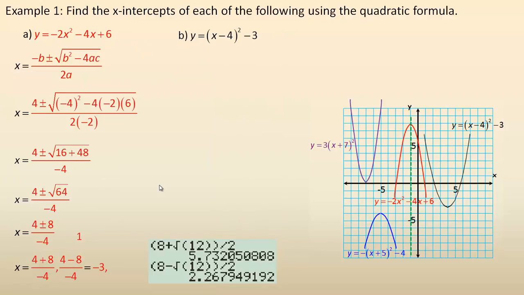-3 and 1. And we can verify that from the graph. That's the red one here. See 1 here, -3 here. Those are certainly the 2 roots. Okay, now we're going to do the black one next here, the other one that has 2 roots.